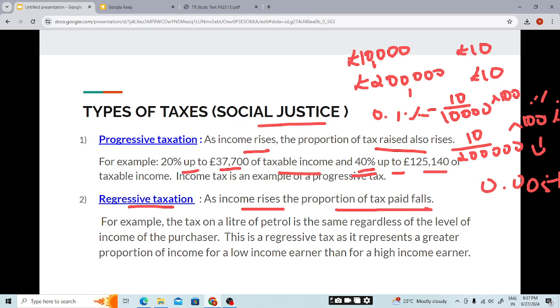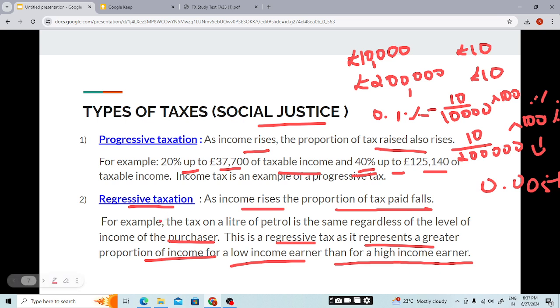Let's take an example for this. The tax on a liter of petrol is the same regardless of the level of income of the purchaser. This is regressive tax, as it represents a greater proportion of income for a lower income earner than for a higher income earner. Whether you earn higher income or lower income, the tax you will be paying will be the same, but according to your income, the proportion of the tax you pay in percentage will be different.